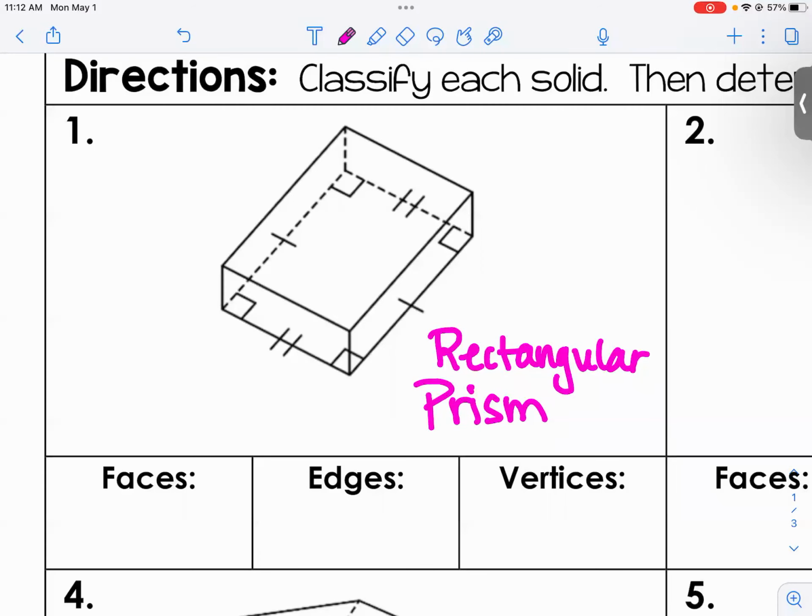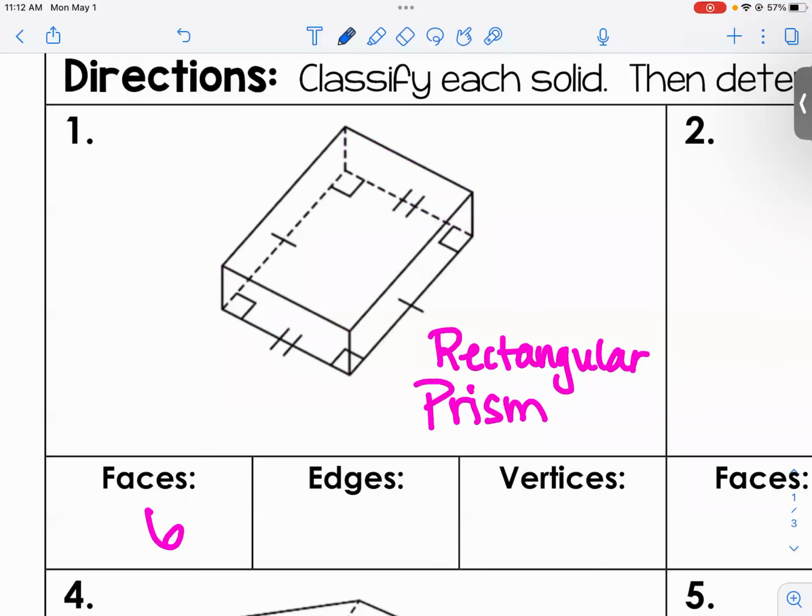Now, I want us to count the edges, the faces, and the vertices. What do you think I mean by faces? Basically all of our sides. So I have a rectangle up top and a rectangle down below. That's 2. Everything that you could see. Are we counting the bottom then? So we have the bottom and the top, we have the front and the back, and we have the 2 sides. So we have 6 faces.